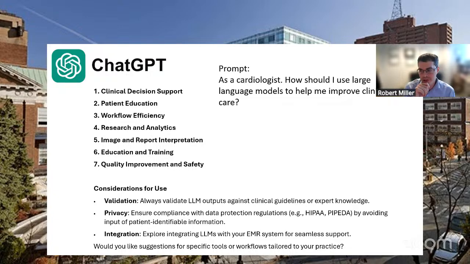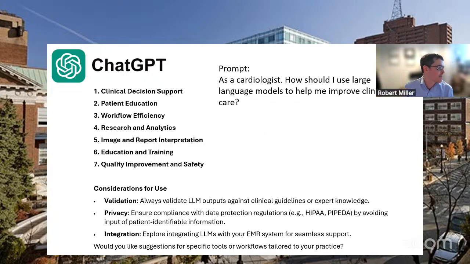And then last but not least, I thought we should at least talk about large language models just because they're so popular in the lay press. So if you just ask ChatGPT, how should I use large language models to help me improve clinical care? These are the categories. It has actually a rationale for each of these. Some of these rationales are reasonable and some are not. These are the considerations for use that it would come up with.